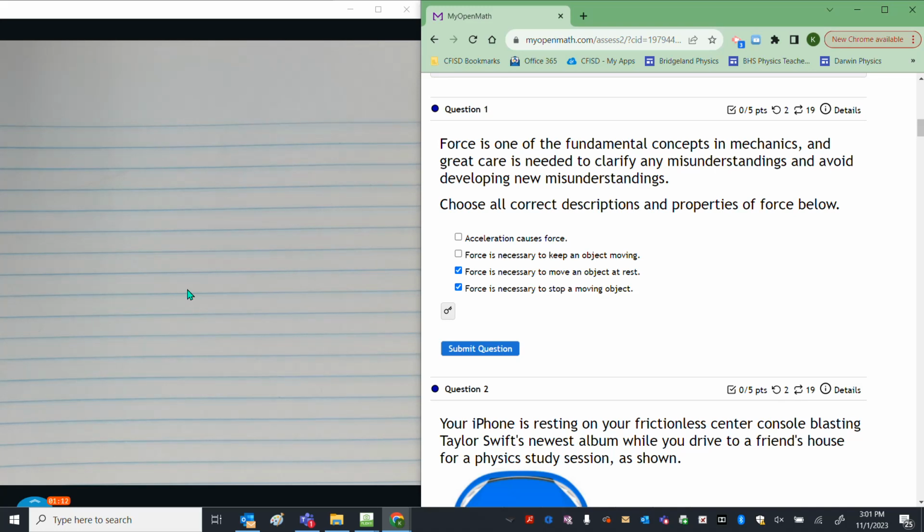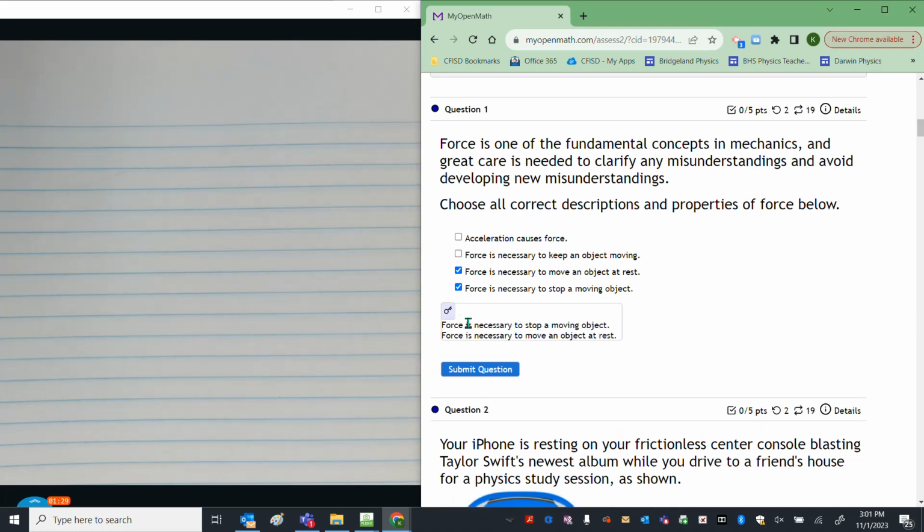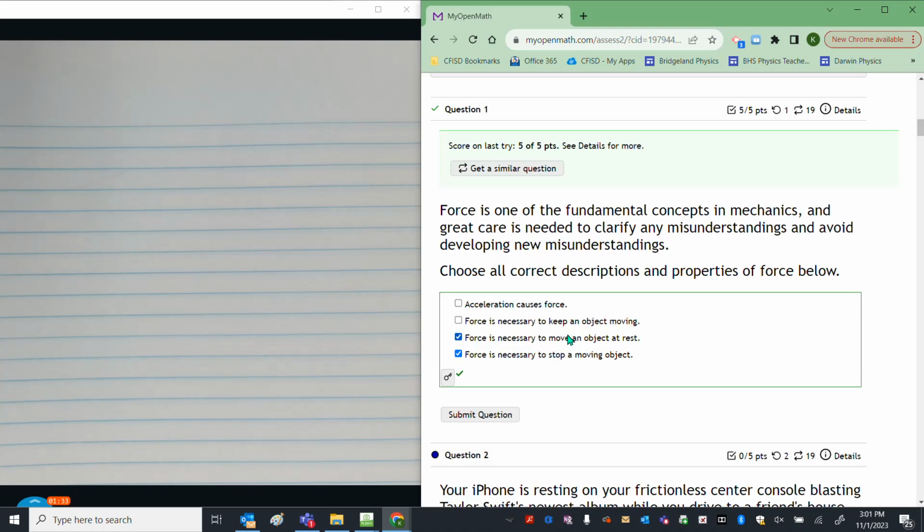Okay, so again, that goes back to Newton's first law. An object in motion will remain in motion at constant velocity. An object at rest will remain at rest unless there's an external force acting on them. So you would have to have a force there to change the state of motion. Those are going to be the only two that you need to select here, just those two.